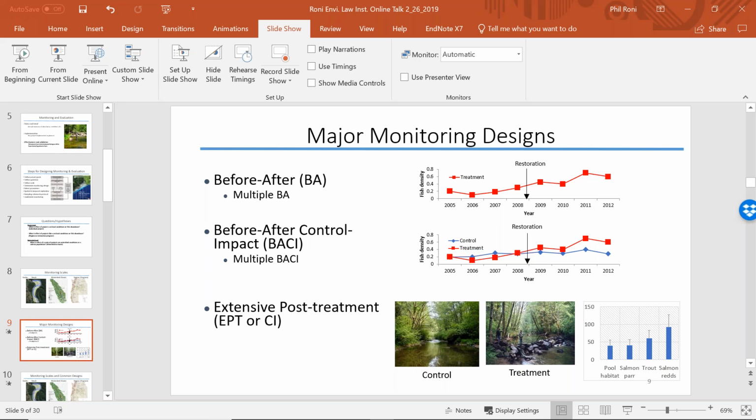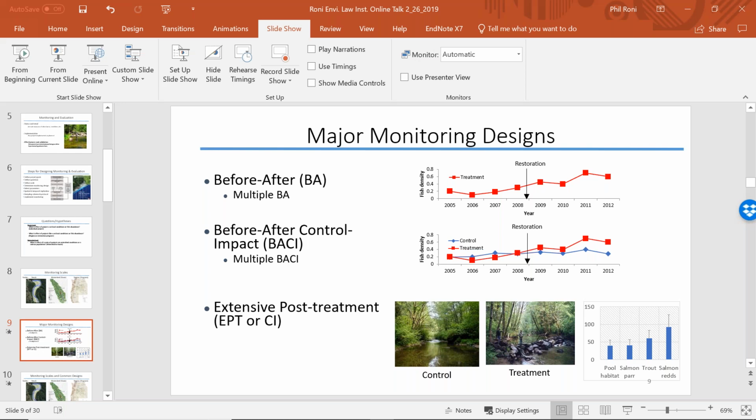So, that's why the before-after control impact, or the BACI design, was implemented, where you're monitoring both the treatment and control, and you can apply that at multiple sites so that you have a multiple BACI, and that's how that's being rolled up to try and do it at a regional scale. But in a lot of cases, both the before-after and the BACI designs require a lot of pre-project monitoring.